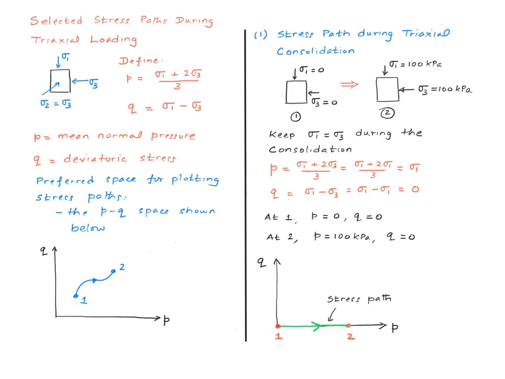And I got these from these equations right here, right? So point 1 plots here, point 2 plots here. And then during the path, Q has to remain 0, right? So Q is 0 always. And therefore, the only way to get to point 2 from point 1 is horizontally along this path right here. So this is the stress path that we've been trying to plot.